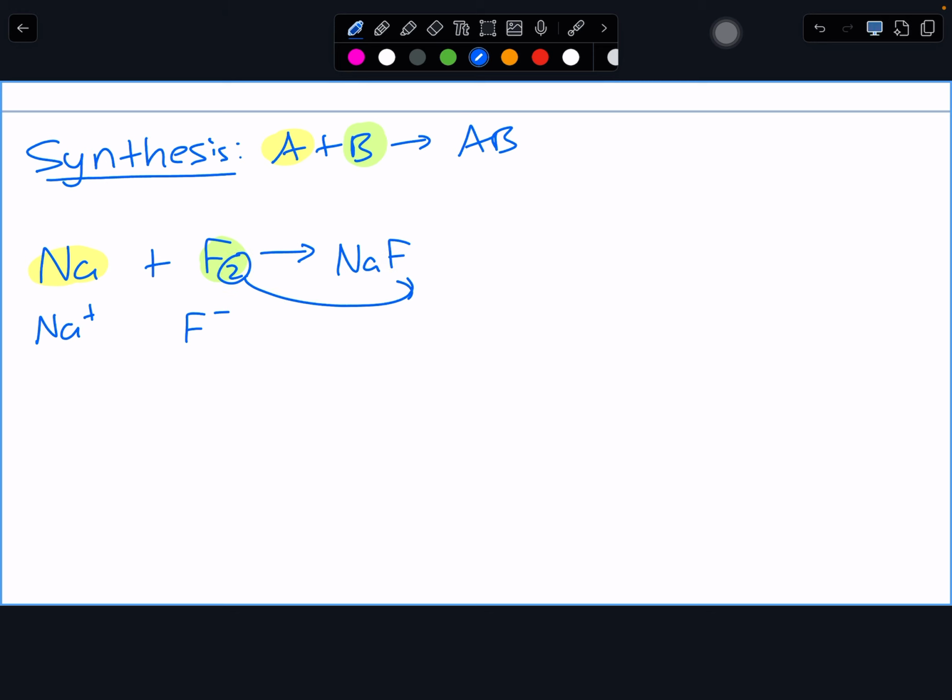When you cross the charges, it's NaF. This guy won't carry over. You just get that from crossing charges. If we put the 2, it's wrong. NaF only. Okay? So that's AB. Now, I have to put the states of matter.